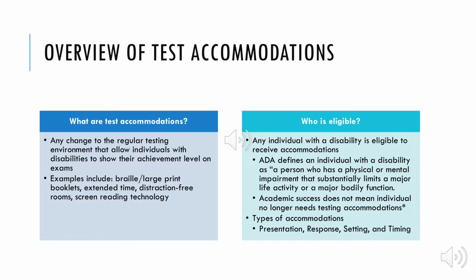Before we get into the research, I wanted to give a quick overview on some background info on test accommodations for students with disabilities. So what exactly are test accommodations? They are any change to the regular testing environment that allows individuals with disabilities to show their current achievement level on exams. Examples include Braille or large print booklets given to students, allowing them extended time to complete the exam, putting them in distraction-free rooms, and screen reading technology. And those are just a few examples. There are many, many more.